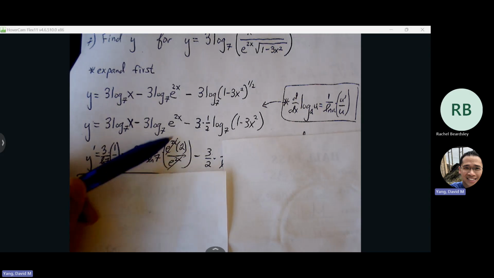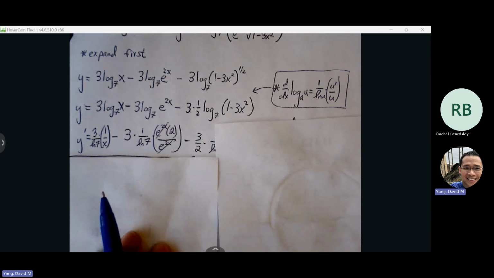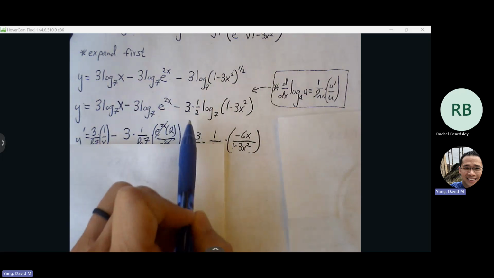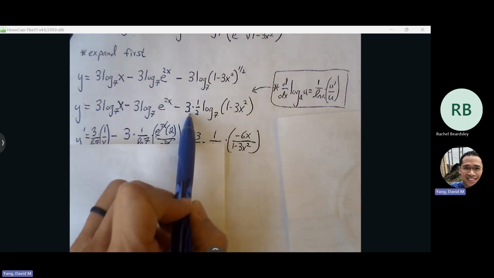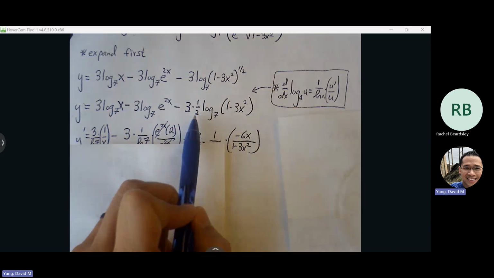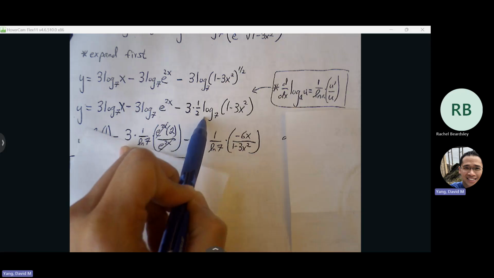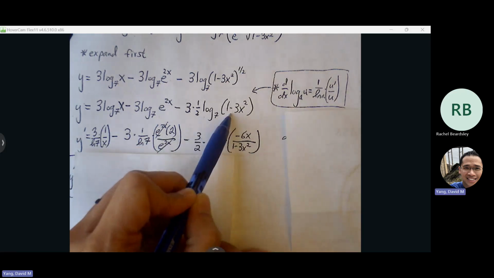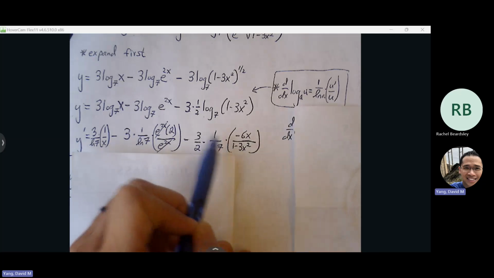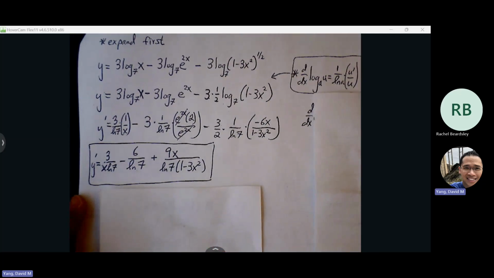If you don't want to cancel out, you don't have to. I just saw a chance to cancel out. And the last term, 3 stays. 3 and 1/2 stays. I made it 3/2 after the 1/2 came down. Log base 7 becomes 1 over natural log of 7. And then u prime over u. Power rule for the parentheses becomes negative 6x over 1 minus 3x squared. If you leave your answer like this, I'll give you full credit. I just clean it up a little further, but you don't have to.